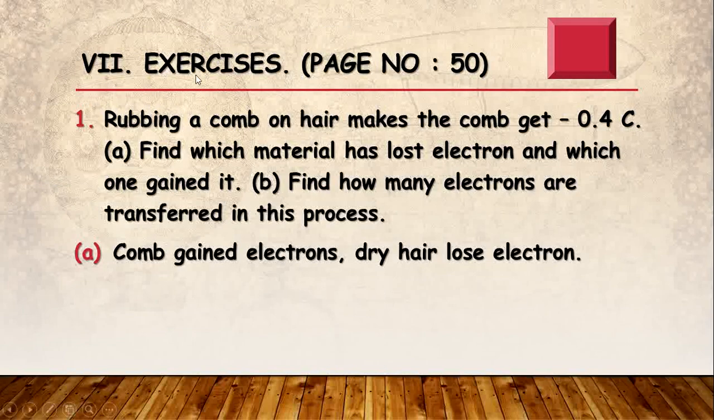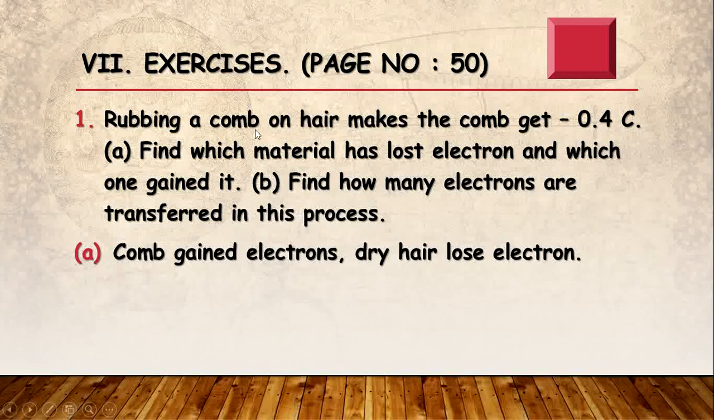Now 7th Roman exercise problems in page number 50. Question number 1. Rubbing a comb on hair makes the comb get minus 0.4 coulomb. We have two questions. The first one, we have to find out which material lost electrons and which one gained them, and then find how many electrons are transferred in this process.